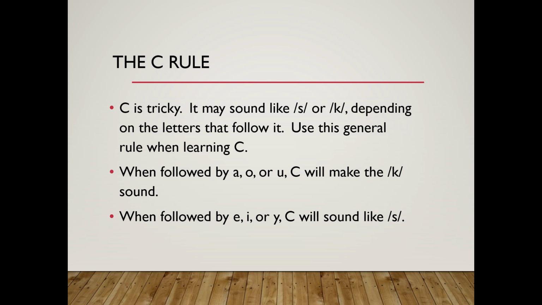When followed by E, I, or Y, the C makes the S sound. Think of cycle, ceiling. So remember, the C sound changes depending on the vowels that follow it. If followed by an A, O, or U, it makes the K sound. If followed by E, I, or Y, it makes the S sound.